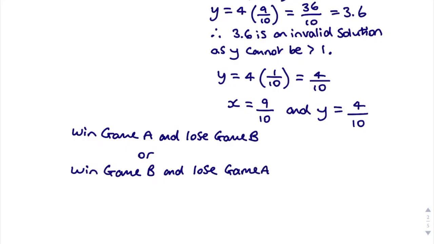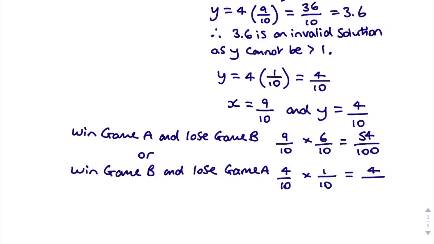game A. So if he won game A and lost game B, the probability of winning game A is 9/10, and the probability of losing game B is 1 minus 4/10, which is 6/10. So if we multiply those together, we get 54 over 100. Now we've got all the probability of winning game B and losing game A. So the probability of winning game B is 4/10, and the probability of losing game A is 1 minus 9/10, which is 1/10. So that simplifies to 4 over 100.